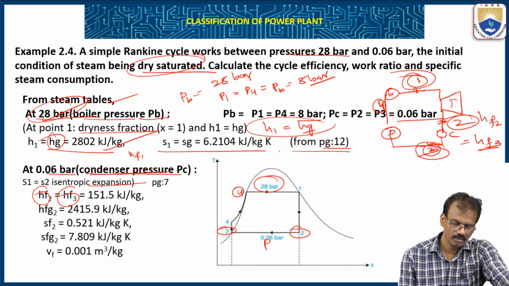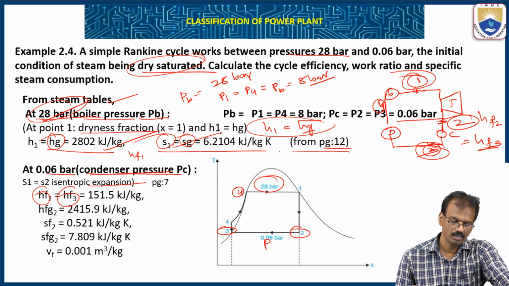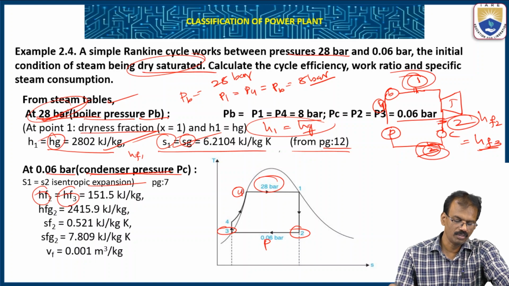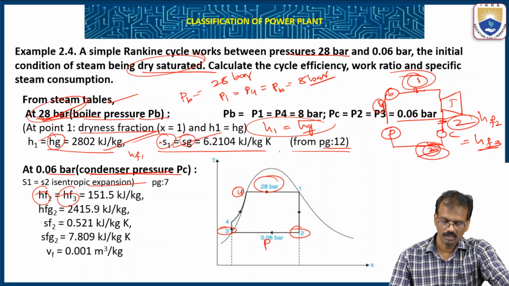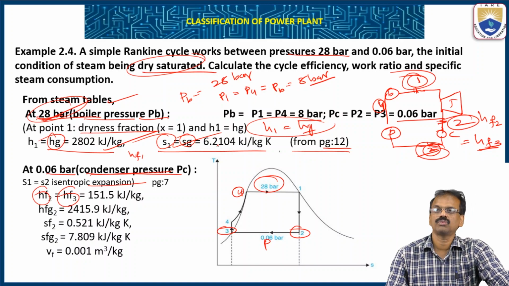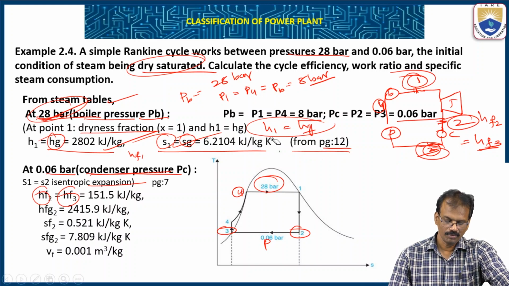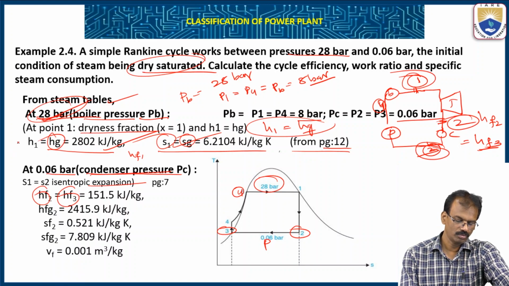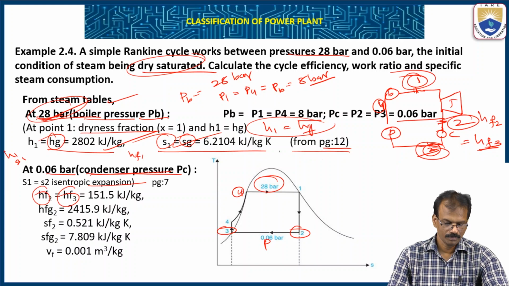Similarly, entropy S1 is equal to Sg. The Sg value is collected from the data table corresponding to 28 bar pressure. So Sg, which is S1, is equal to 6.2104 kilojoule per kg Kelvin. This is the value. Just remember the H1 and S1 values; the enthalpy and entropy values we can collect from the data book.